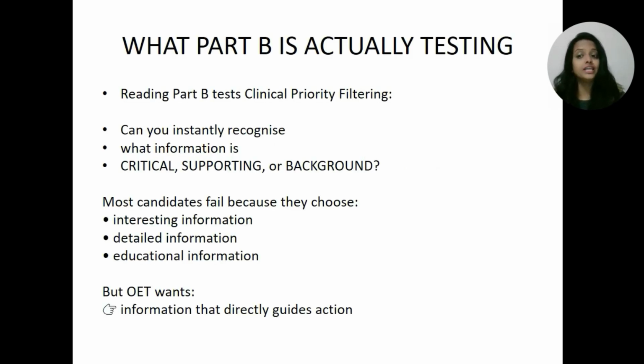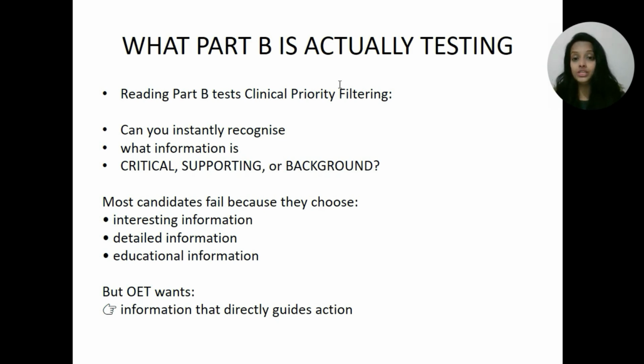Today's video is not about tips. It is exam level clinical reading training. So stay till the end because what I'll show you today changes how you read every single part B question. Got it? So reading part B tests clinical priority filtering. Can you instantly recognize what information is critical, supporting, or background? Most candidates fail here because they choose interesting information, detailed information, educational information. But remember, what OET wants is information that directly guides action.